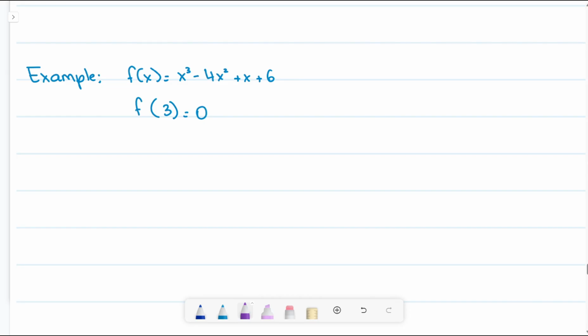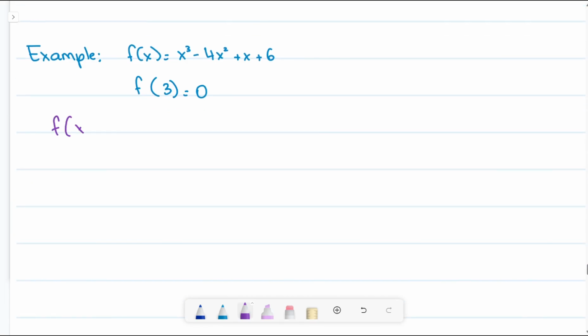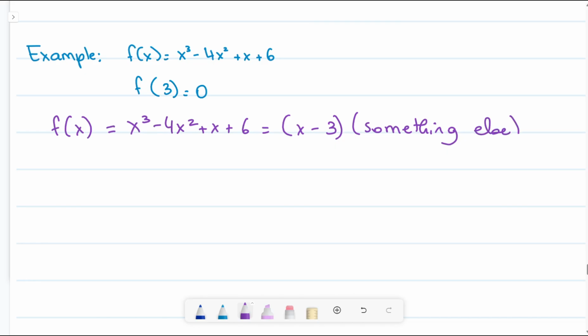So what we will do, using the factor theorem, we can now say that this is equal to x minus 3 times something else. Now, what is this something else? We can do long division and figure this out.